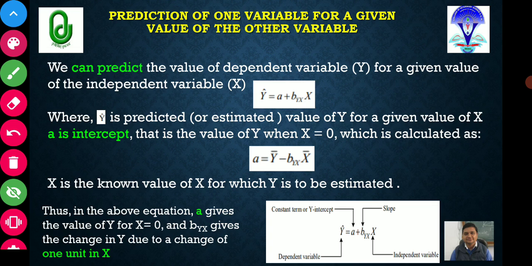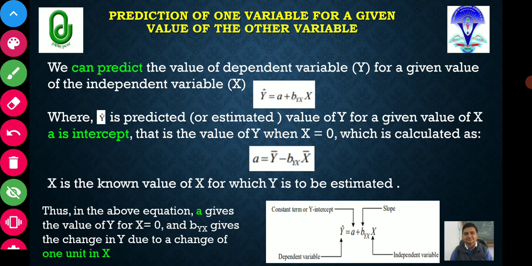Now the prediction function of regression. It is very interesting, and the major function of regression is to predict, that is, prediction of one variable for a given value of another variable. Many a time a situation will arise in your experiment or research that for a particular value of x you want to know what will be the value of y.